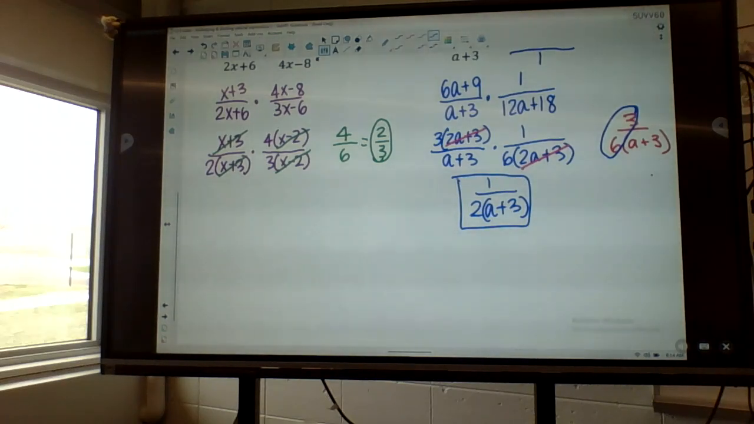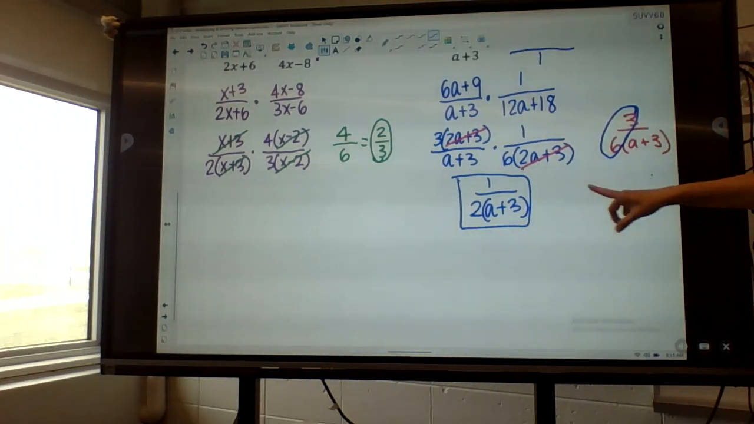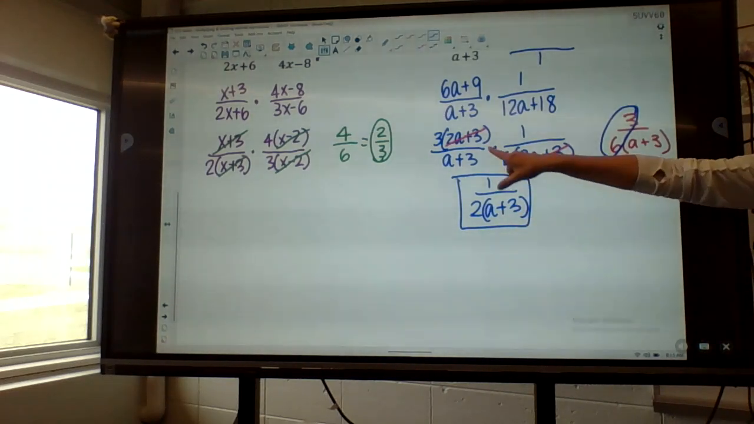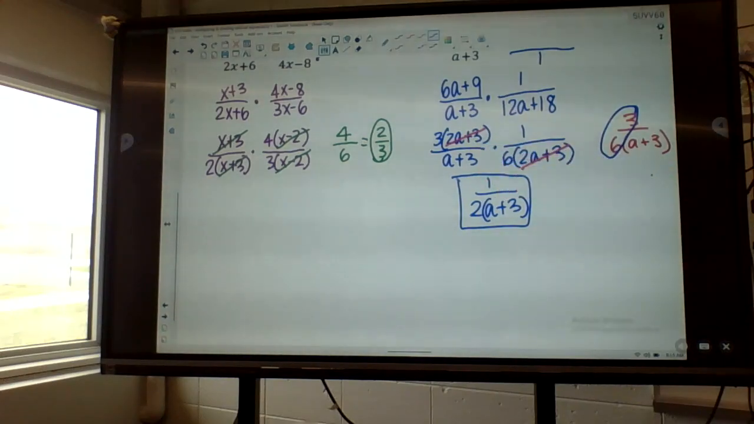Rewriting this bottom is a little bit confusing. I put the 6 in the front just because that's what we're used to seeing with those parentheses. And then I just simplified the 6 over 3 as 1/2. And the a plus 3 is still just there. And again, we can't cancel back here. We can't cancel that 3 with the a plus 3 because 3 is being added to a.